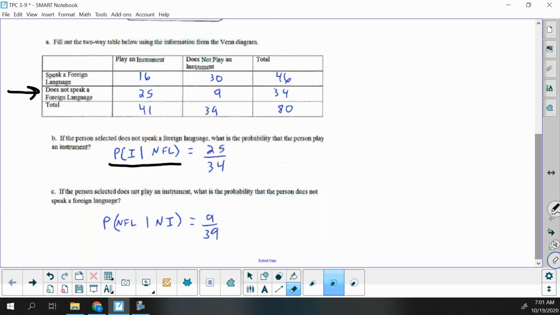If the person selected does not play an instrument, this is telling us we should focus on the not instrument column. What is the probability the person does not speak a foreign language? Well, that's 9 out of 39. Again, the notation would be not a foreign language given not an instrument. That vertical line means given.